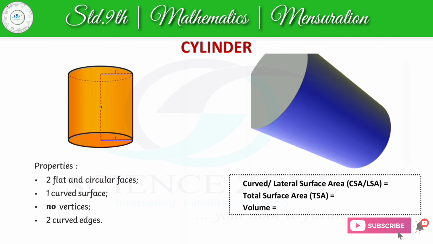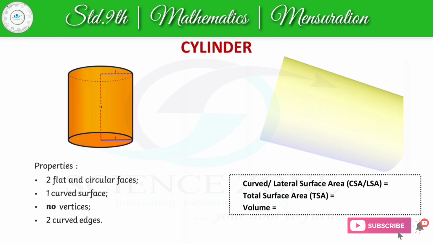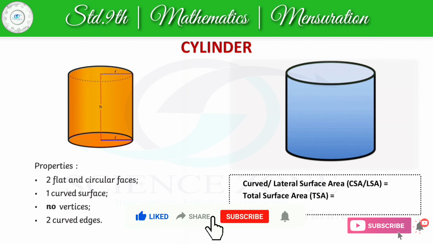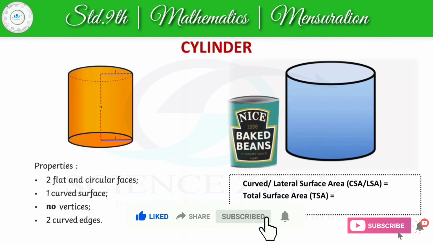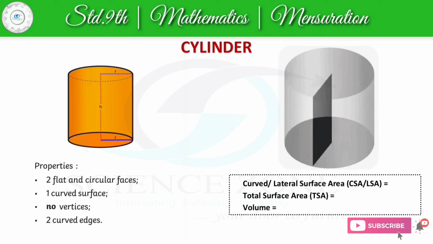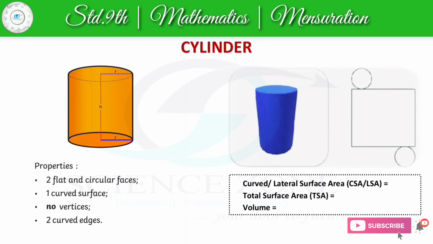Cylinder. Cylinder is a 3D shape with one curved surface and 2 congruent circular faces. A tin can, batteries, straw, these are few examples of cylindrical shapes. In our syllabus, we learn right circular cylinders. What is a right circular cylinder? If you draw a line segment which joins the center of the top and bottom circles of a cylinder, and that line segment is perpendicular to the radii of both the bases, such a cylinder is called a right circular cylinder.